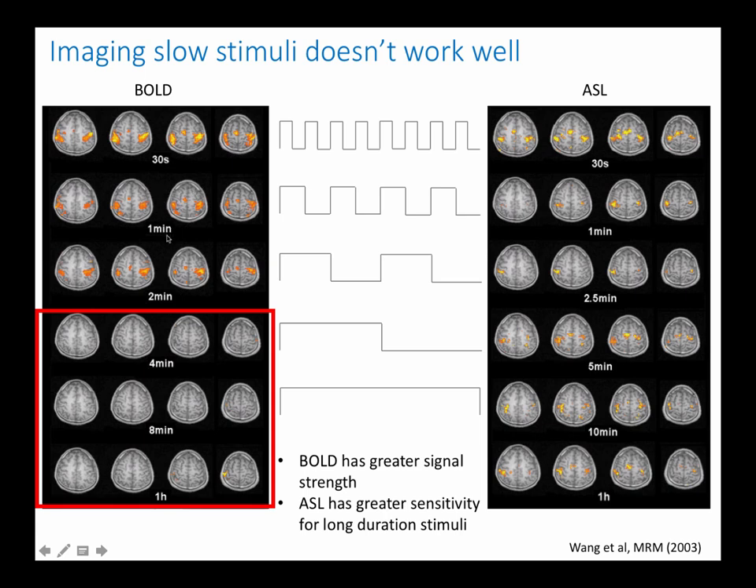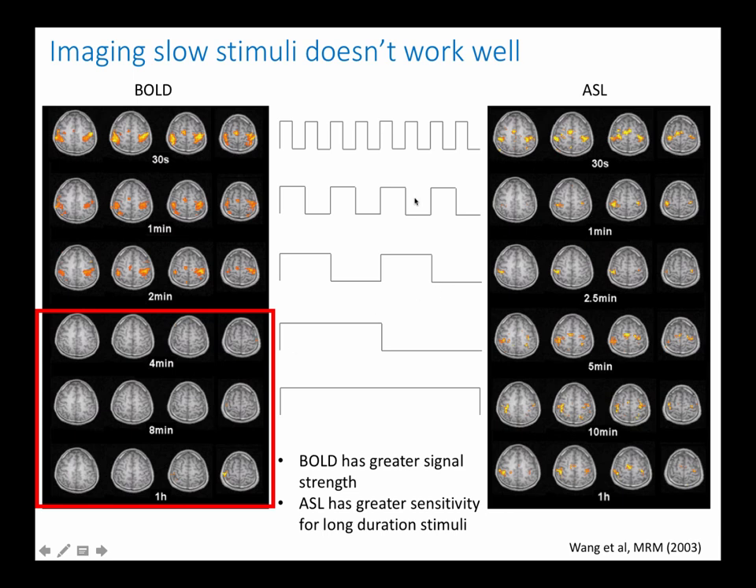From 30 seconds to a minute to 2 minutes, it's still doing pretty well. It's a motor task, so it's activating the motor cortex bilaterally. But as you go to longer and longer time periods, you can see that the BOLD response drops off. And it's not because the person isn't doing the task. You can see they are still doing the task. It's because the drift artifacts aren't being corrected for properly, or rather they're trying to correct for the drift artifacts, and at the same time they're removing their signal.